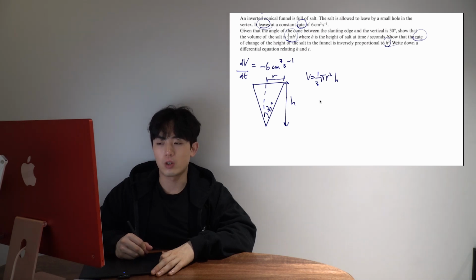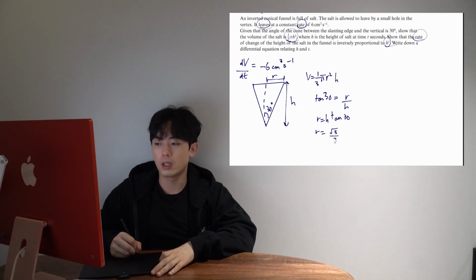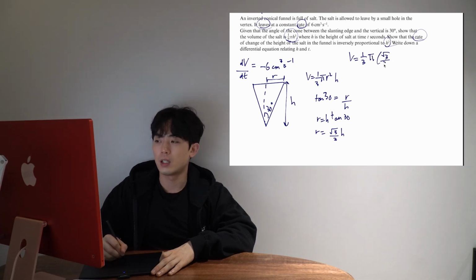Luckily for us, if you look at the drawing, it's like a right angle triangle, right? So I can just say that tan 30 is equal to r over h, and therefore r is equal to h tan 30. Tan 30 we should know is √3/3 h. So if I replace r squared into here, then I get volume is equal to 1/3 pi, r squared is (√3/3 h) all squared times h, which will give us the one they want, 1/9 pi h cubed, like such.